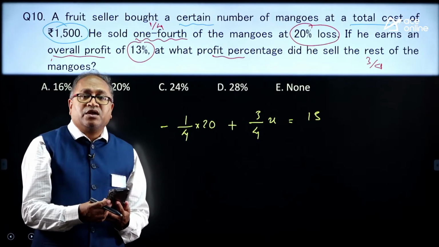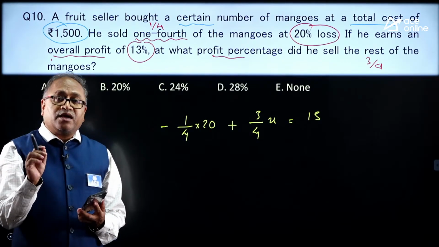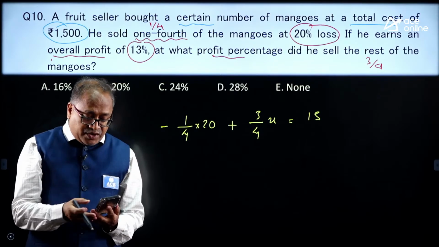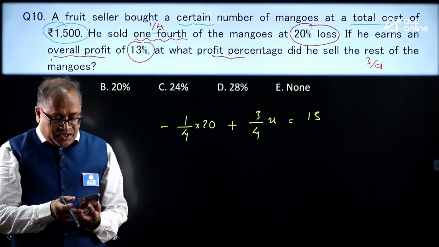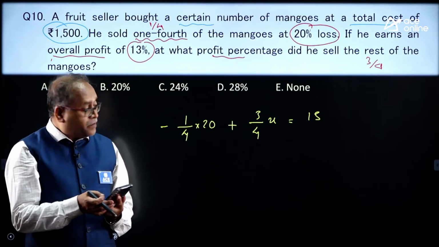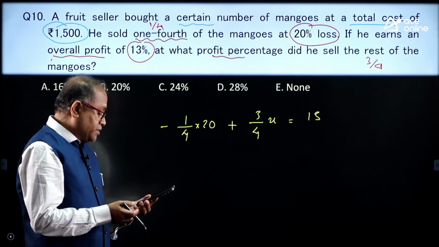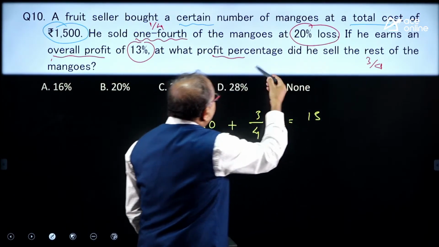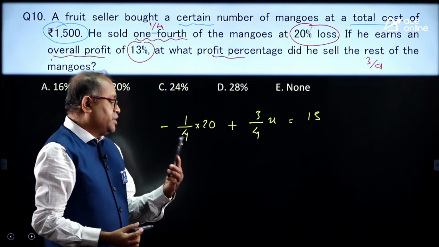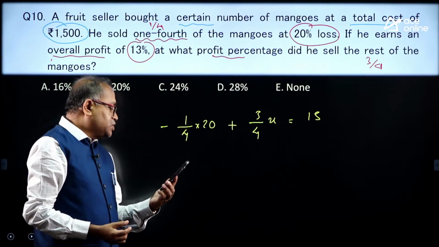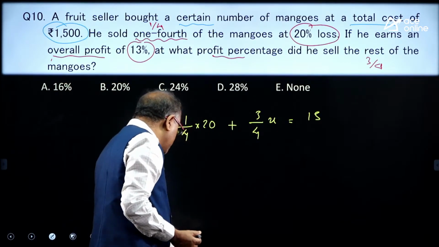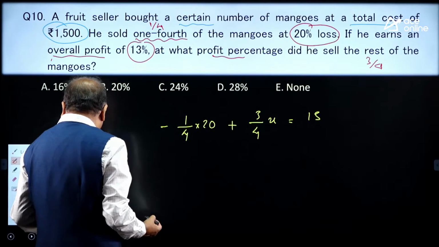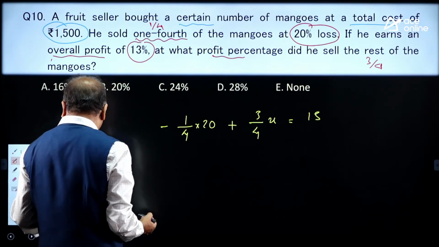Those who are watching live, now you can answer the question in a very easy way. Find out x, because the second one I do not know, the remaining 3/4 at what percentage profit. May I expect any response, or else I can conclude this calculation also. And what is this calculation here?